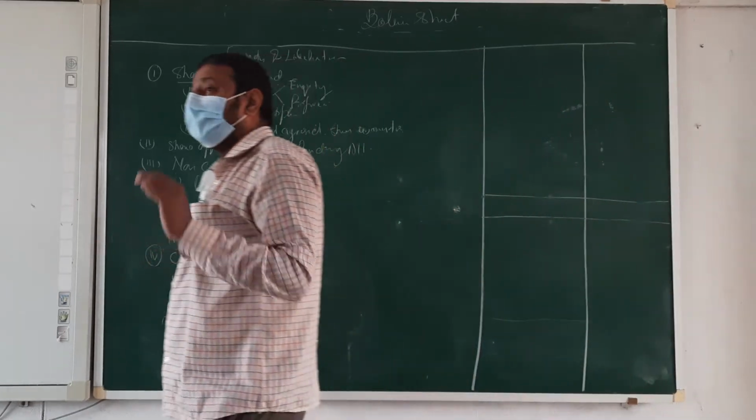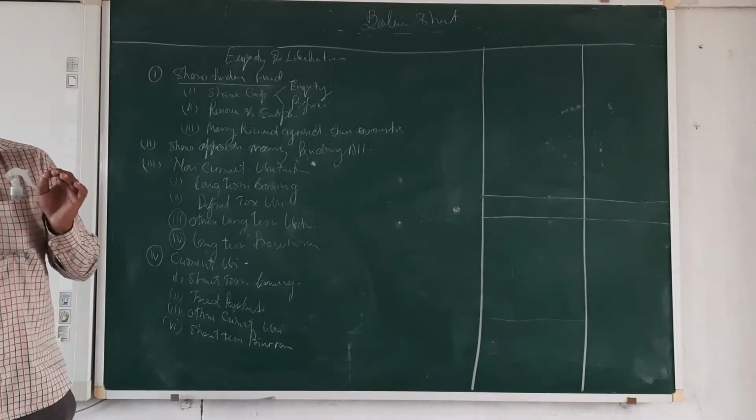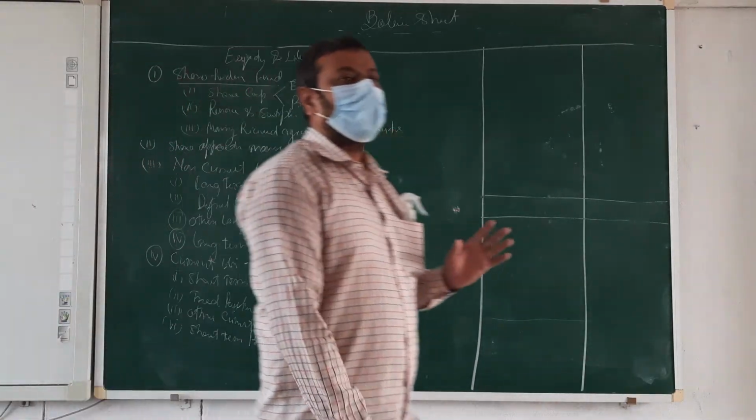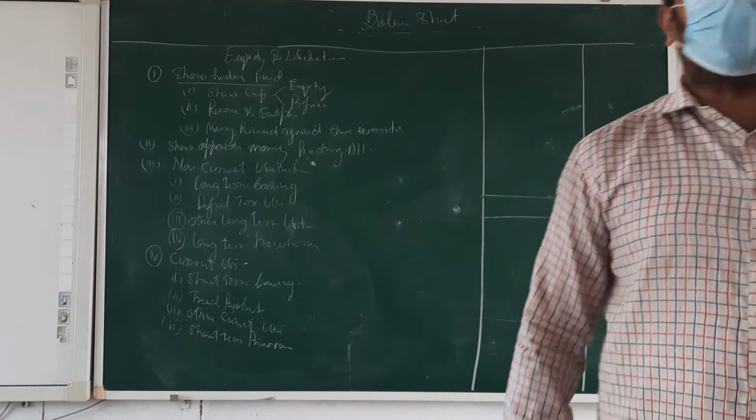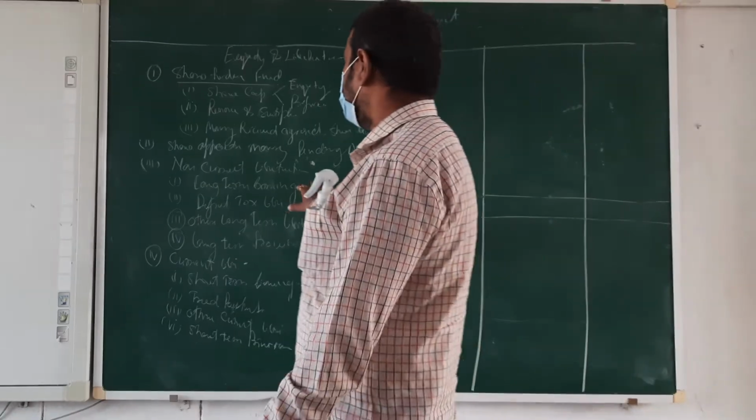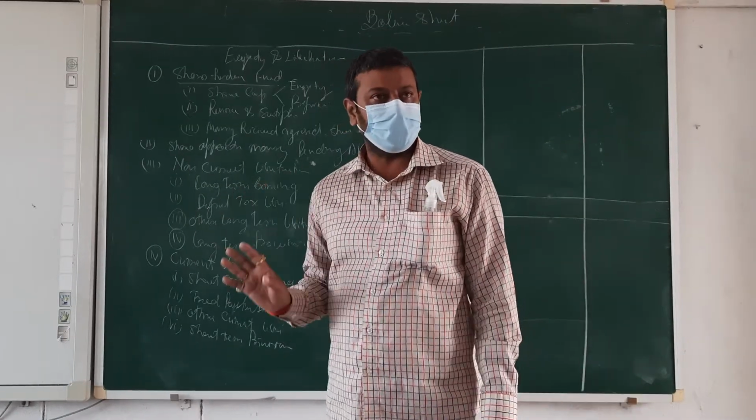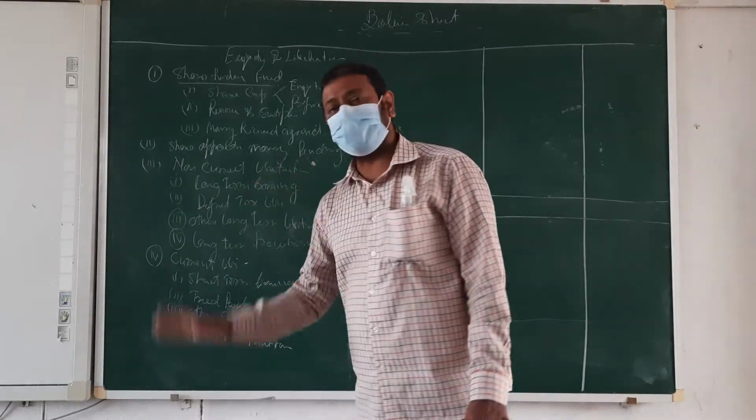Okay. Next, bank loan or any type of securities loan. If the loan is for a long period, that will come under long-term borrowings. Clear? Next, deferred tax liability.